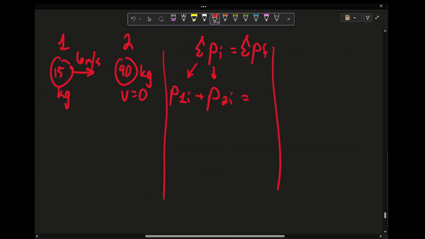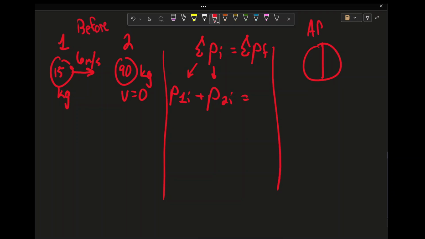Now, on the sort of final condition side, the person is catching the ball. So the way that I sometimes draw this is after the collision. So if this is the before and this is the after the collision, we are combining our 15 and our 90 kilogram objects. So this new thing has a total mass of the sum of these two objects, which is 105 kilograms. And because there's only one object, that means we're only going to have one term on the right-hand side, and that's P final.